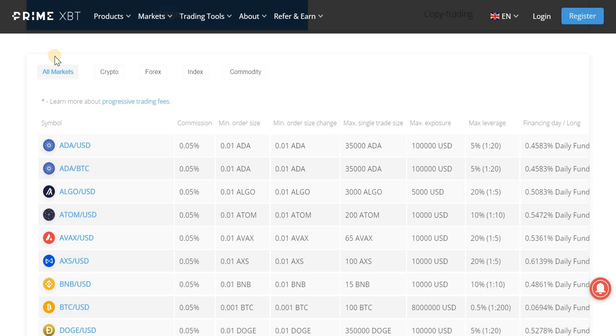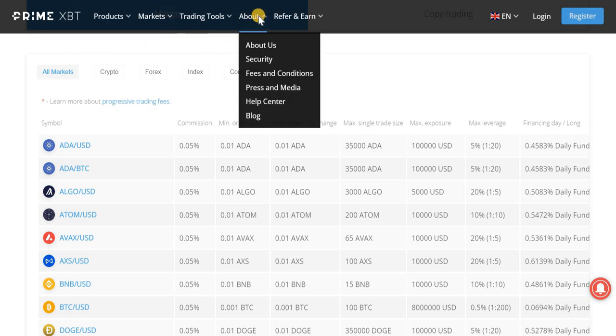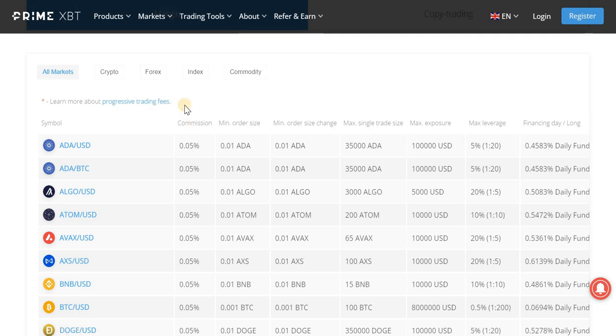If you go over to the Primexbt website, click on the About section right here and select Fees and Conditions. This right here are details of the commission that you would be paying, the minimum order size, the maximum trade size, and you can also see the maximum leverage required for opening a position in each asset. Keep in mind that there is going to be a daily funding in every opened position.